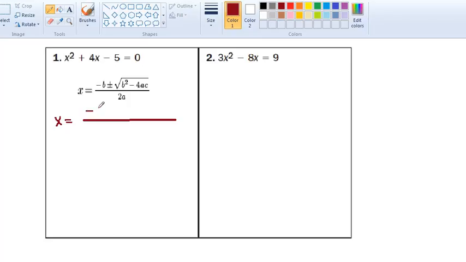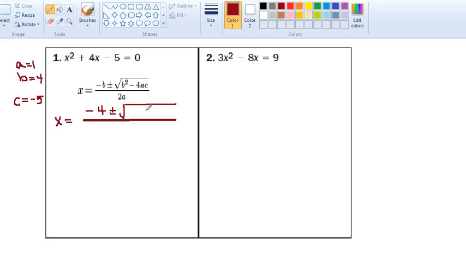So we know that it's minus b, so it's minus 4. And by the way, maybe we should write this over to the side here. I did forget about this. Let's write a equals 1, because we know that's true. We know that b equals 4, and we know that c is negative 5. So we've got a minus 4 on top, and we've got plus or minus. That's how we get the two answers, plus or minus.